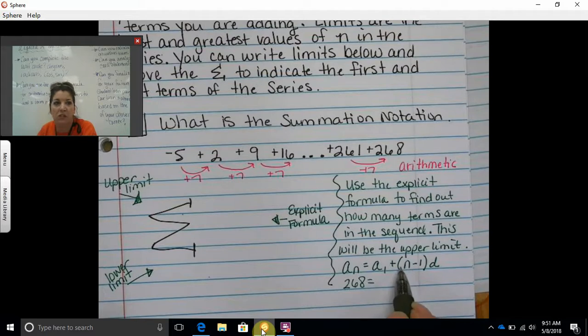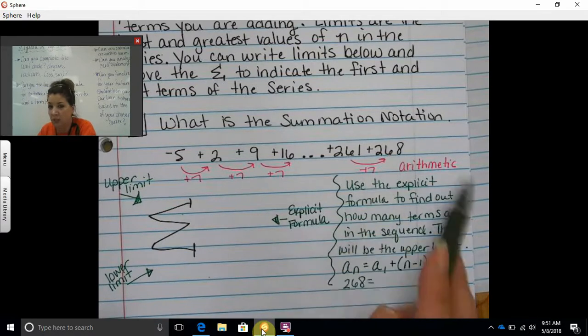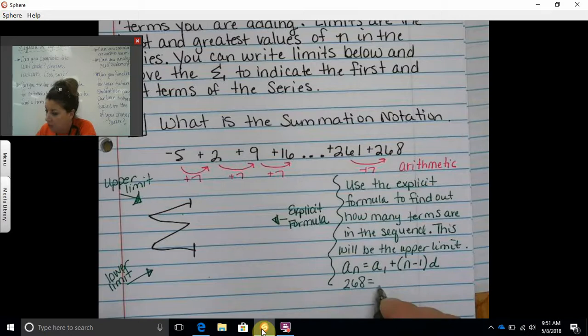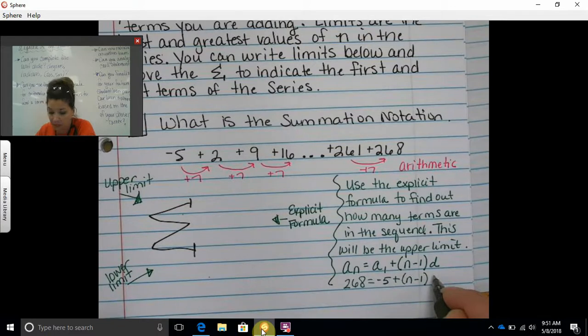Usually explicit formula, you use it like, tell me what's the 10th term, what's the 50th term. But I don't know how many terms. I'm not looking for that. I just want to know what term number this is, so that's why I use that for a sub n. So my first term is negative 5 plus, I don't know what n is. And what is d? 7.